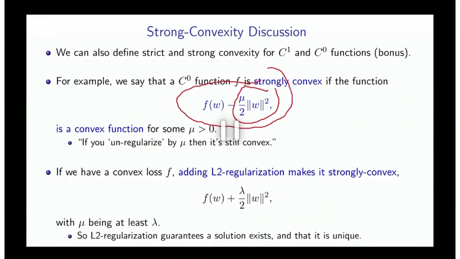I'm going to say that again. If f of w is convex, and I want to make it strongly convex, what I'm going to do is subtract this term. But I have to make sure what I'm subtracting also has to be convex. So when I do that, I can achieve strong convexity for a continuous function that is not necessarily differentiable.